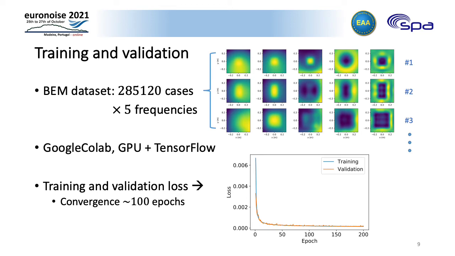For training and validation, we generated a total of 285,120 cases, each consisting of the array pressure at 5 frequencies, as you can see on the right, together with their corresponding absorption spectra. The cases are derived from combinations of simulation parameters such as sample size, flow resistivity, thickness, and source incidence angles. The script was run on Google Colab using the free GPU resources, and the TensorFlow library was used to craft the neural network.